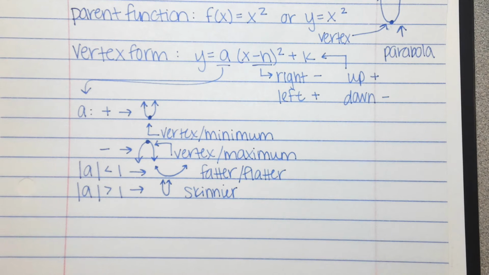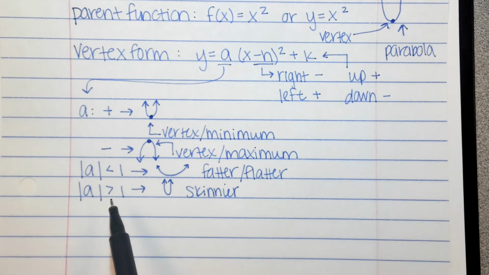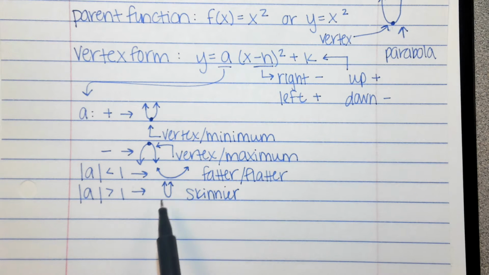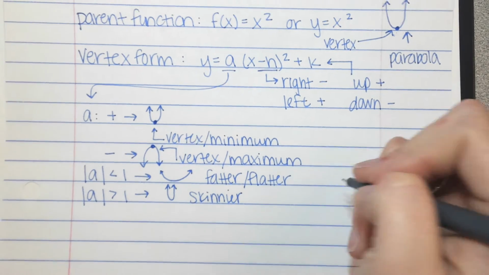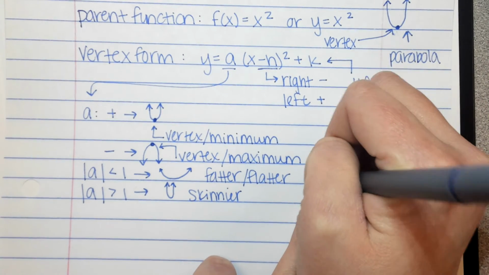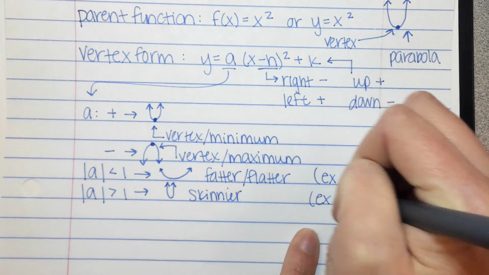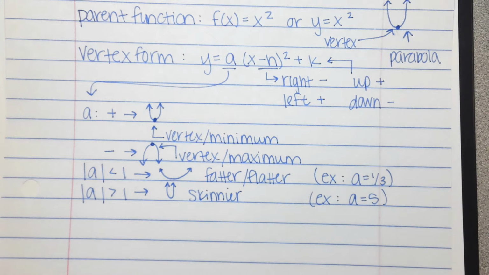Okay? And so that happens because a is kind of like the slope. If you have a fraction slope, like 1/2, that's going to go up slow or more gradual. If your slope is greater than 1, say it's 4, you're going to go up a lot quicker. So that makes it that skinnier U shape. Okay? And so an example of this would be like if a equals 1/3, and an example of this would be if a equals 5. Okay, so that's what I mean there.